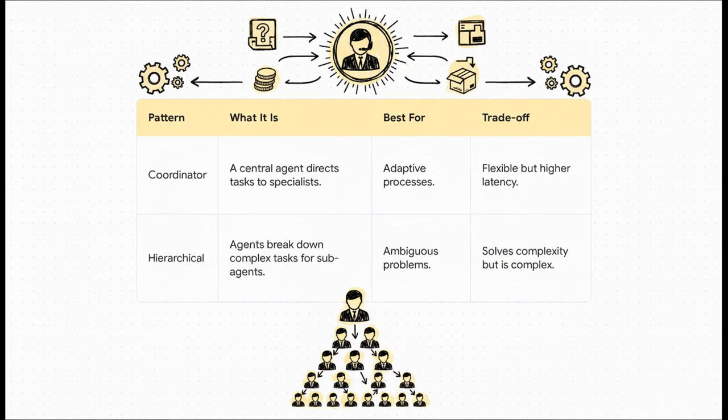Then, for the really huge, fuzzy, open-ended problems, you have the hierarchical pattern. This is like having a CEO agent who breaks a massive goal down for their director-level agents, who might then break it down even further for their own teams. It's incredibly powerful for complex planning, but as you can imagine, building that kind of management chain is a lot more complex.